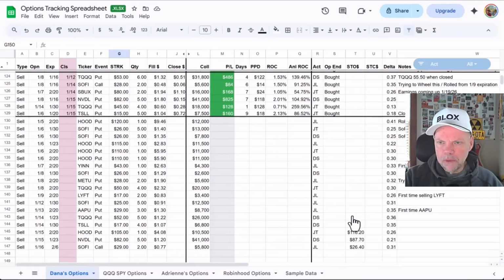So if I remember, I'm going to put the price of the stock in here, what it was when I sold the option. So I sold a Robinhood cash secured put here, 105 strike price, but Robinhood was trading for 116 when I did it. Same thing here, the NVIDIA double leverage was 82. It was actually trading for 87.70. And I actually did something that I don't do often. I sold a covered call on SoFi. And so SoFi was trading at 26.40 and the strike price is 29. And then I've also been adding what the delta is.